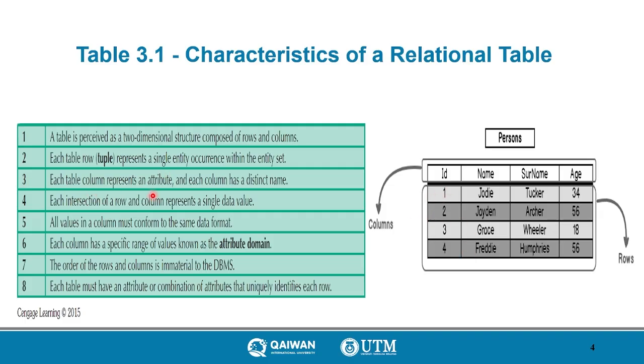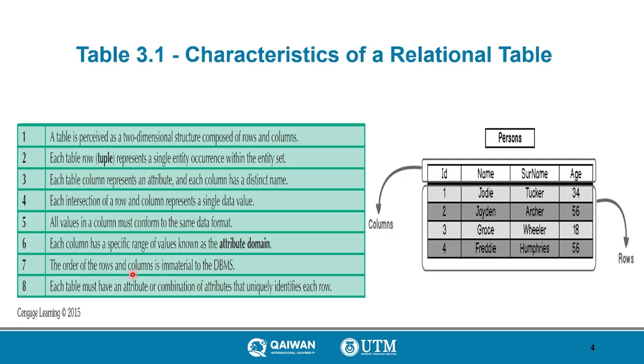Each table column represents an attribute and each column has a distinct name. Well, this is an attribute and each one has its own name. Now, all values in a column must conform to the same data format. That's correct. So, Judy, Jaden, Grace, Freddie, they are all names and they're all varchar. Not one of them is, for example, this is name and this is text and this is an integer and so on. Now, each column has a specific range of values known as the attribute domain.